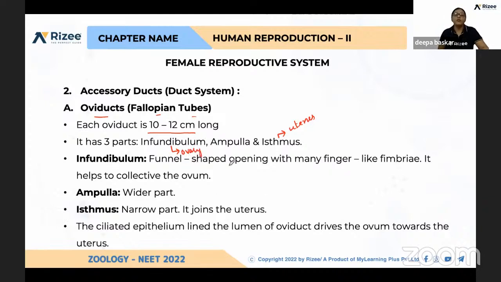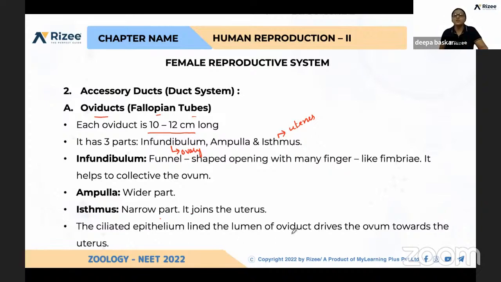So see, the infundibulum is the funnel-shaped opening, the ampulla is the wider part, and the narrow part is the isthmus, which joins the fallopian tube with the uterus. And what type of cells are present? This you have studied in structural organization in animals also. What type of cells are present and the need for their presence is very important. Again, in so many question papers you can see questions asked from this part.